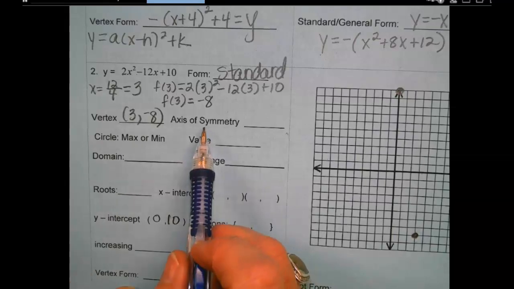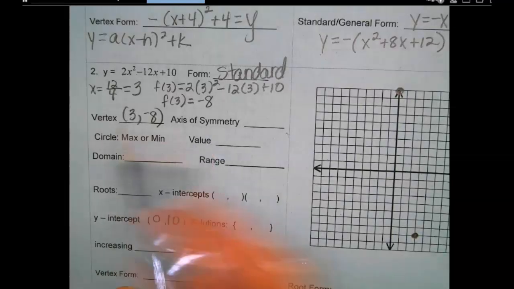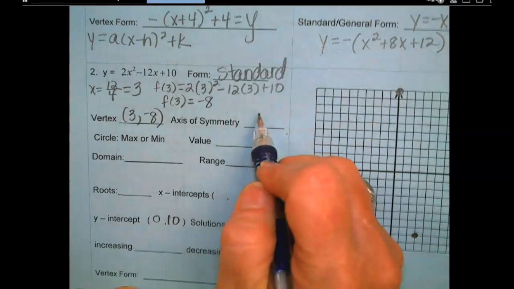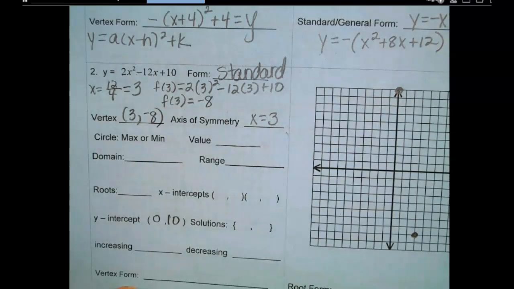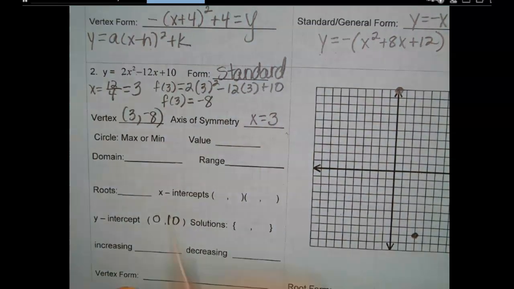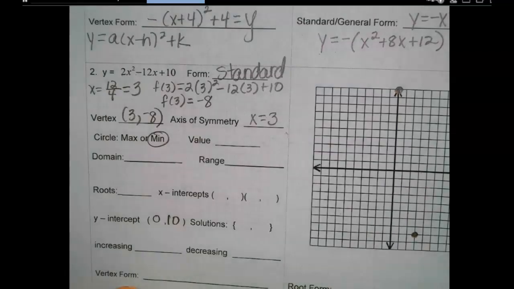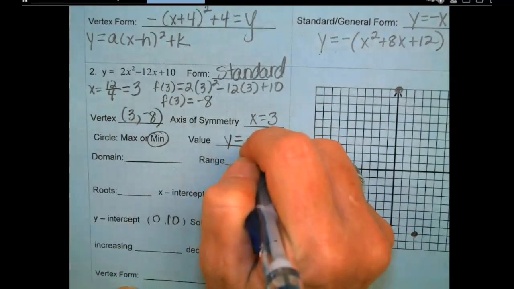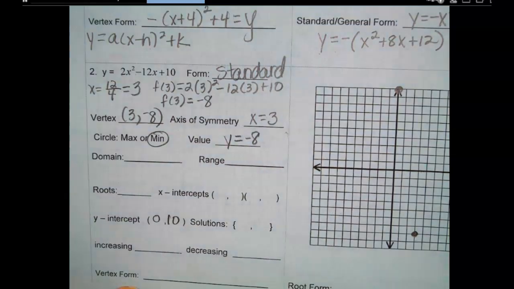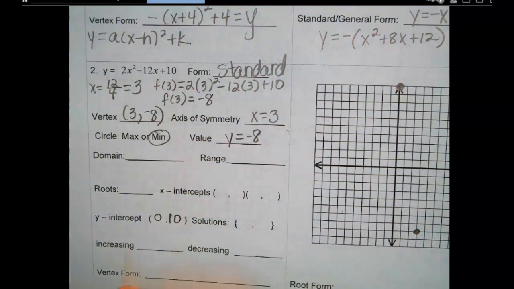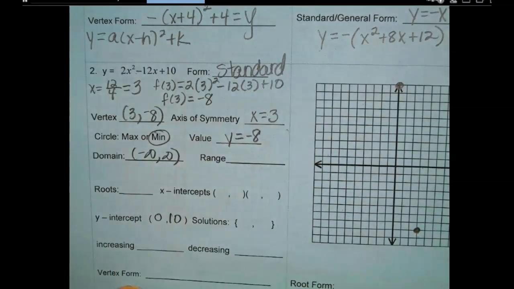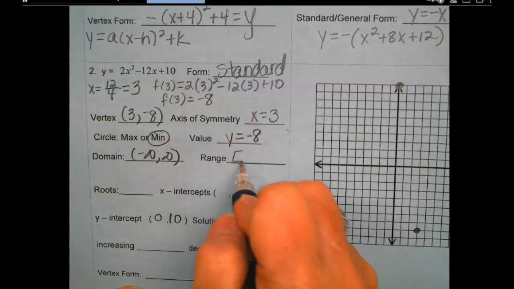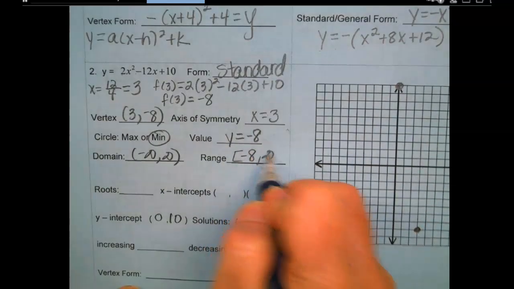Where do I get the axis of symmetry? So can I just write 3? X equals 3. Is my vertex a minimum or a maximum? Minimum. And it's at what value? Negative 8. What is the domain every single time? The range, bottom to top, is negative 8 to infinity.